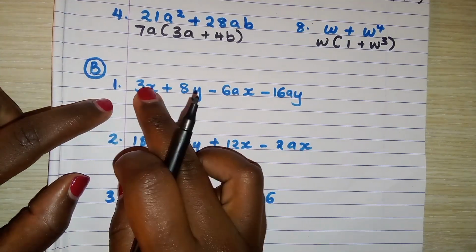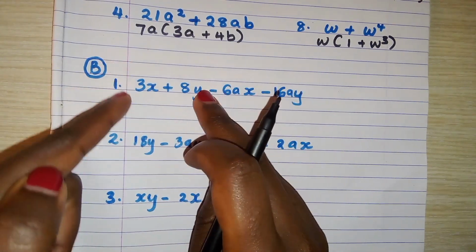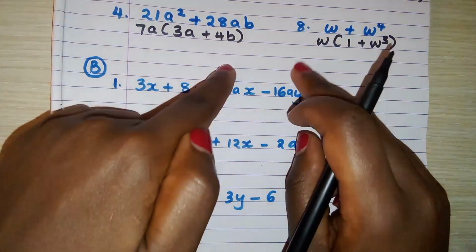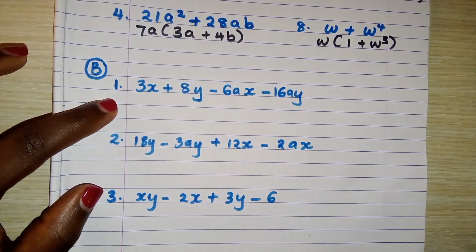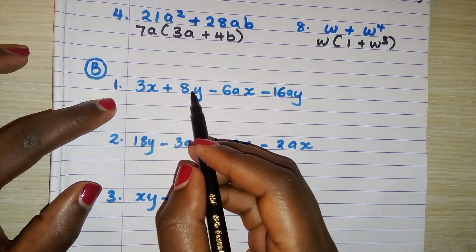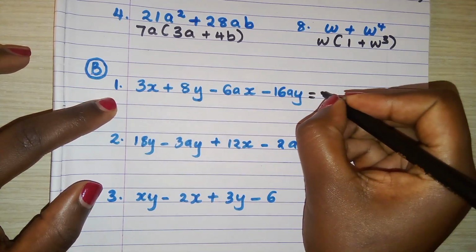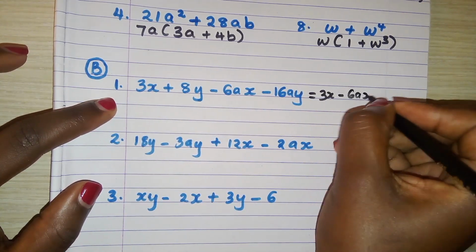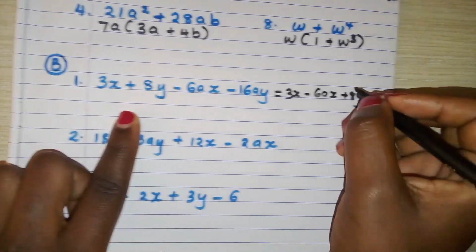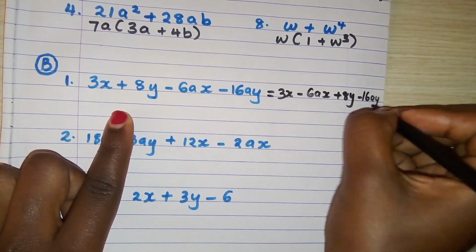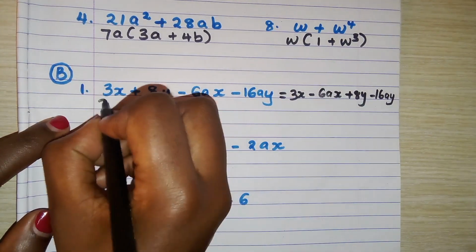So the next questions will have 4 terms, 1, 2, 3, 4. So here we need to factorize 2 of them at a time and then 2 at a time. So we look at 3x and 8y. What is common? Nothing is common. And then we can reorder the question again. So this one can be written as 3x minus 6ax. At least let's put the ones with the same letter together, and then you have 8y minus 16ay. So we are using this one to factorize. So 3 and 6, the common factor will be 3.